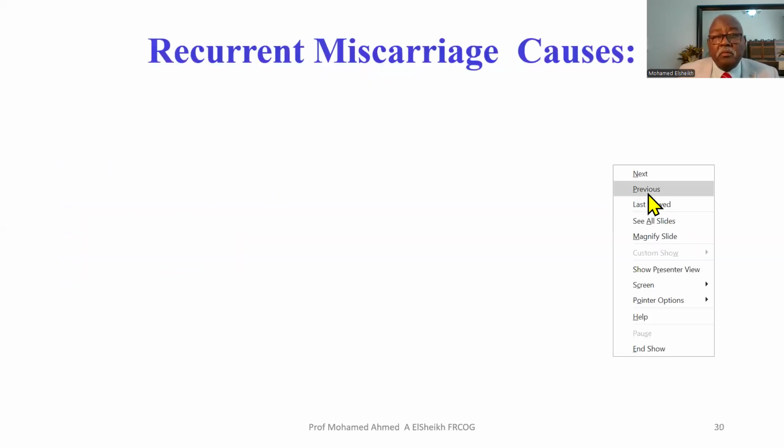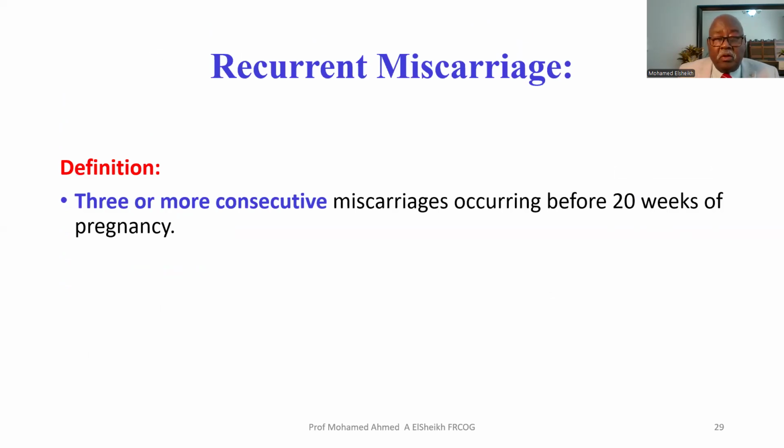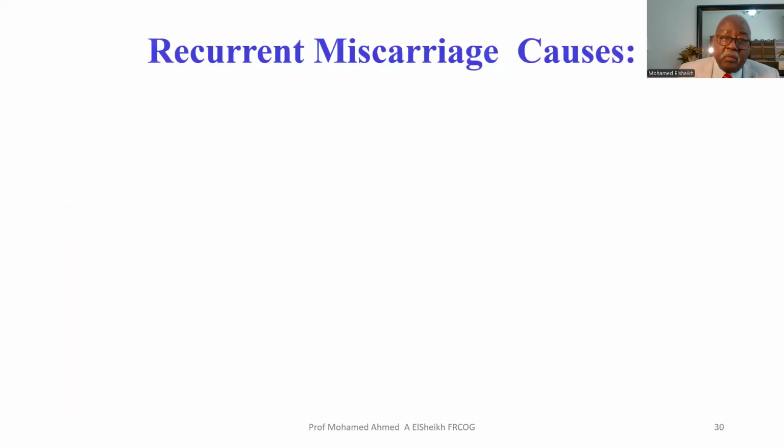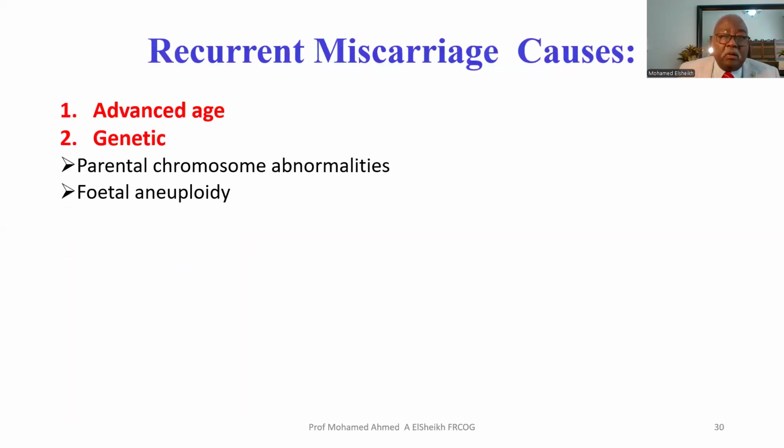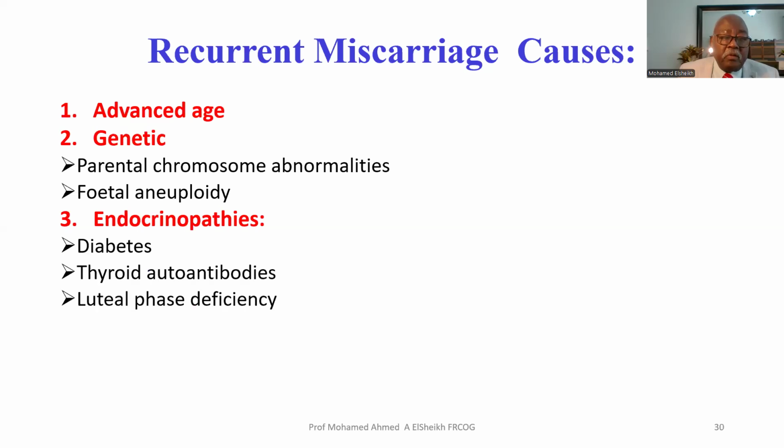Recurrent miscarriage. Definition: 3 or more consecutive miscarriages occurring before 20 weeks of pregnancy. Possible causes: advanced age, as we have said earlier on, age more than 40 for a primigravida. Someone who is over 40 years of age is likely to have miscarriages and recurrent miscarriages. Genetic, something like parental chromosomal abnormality and fetal aneuploidy.